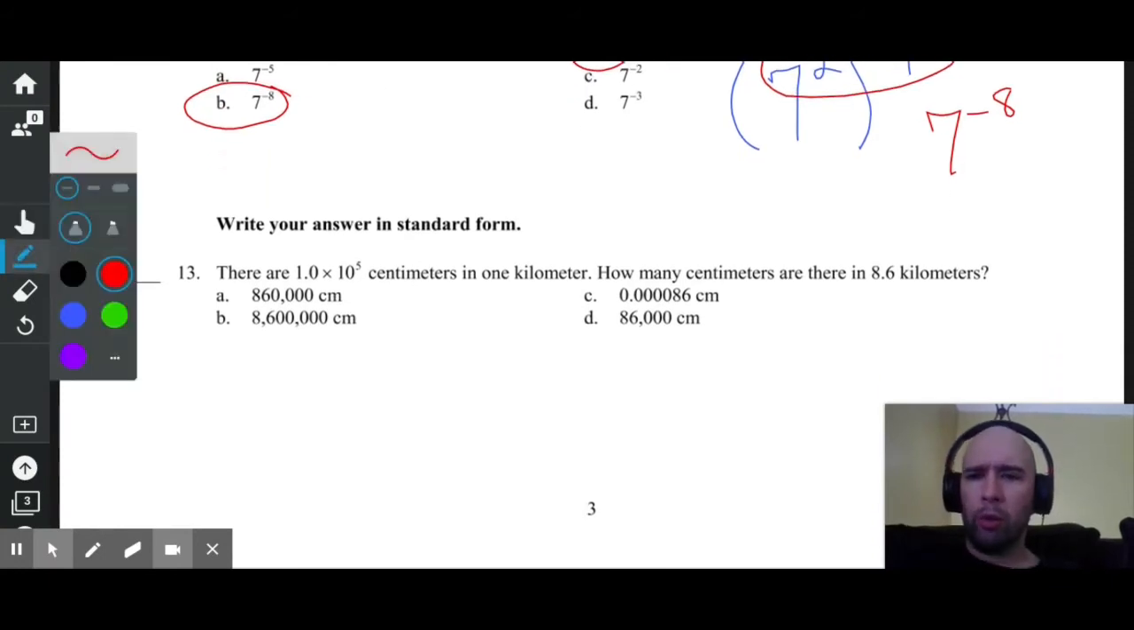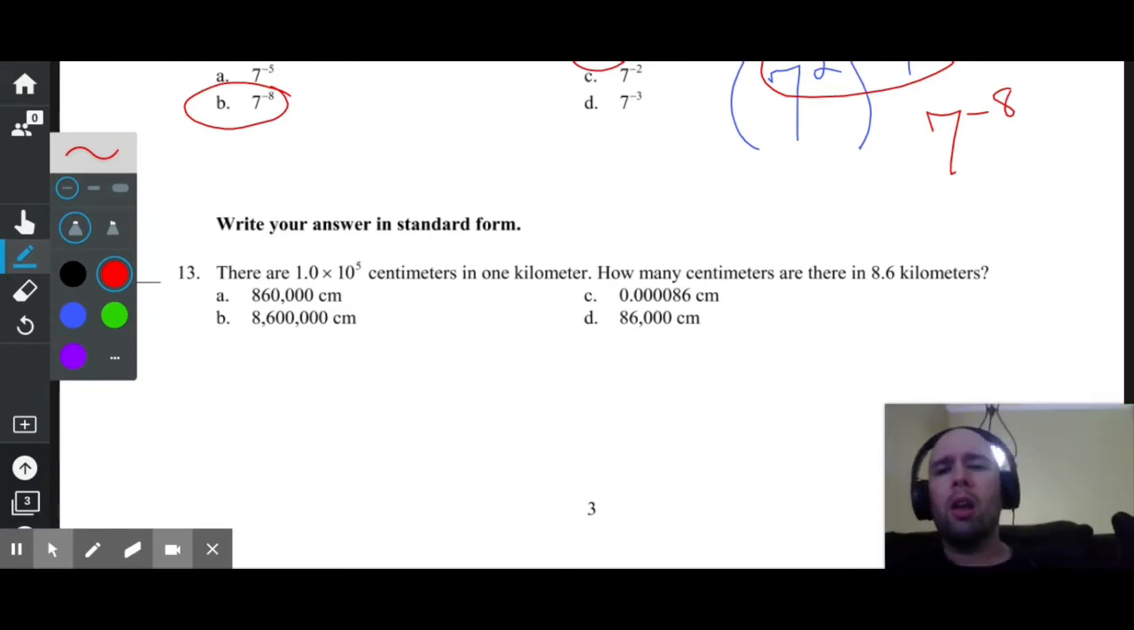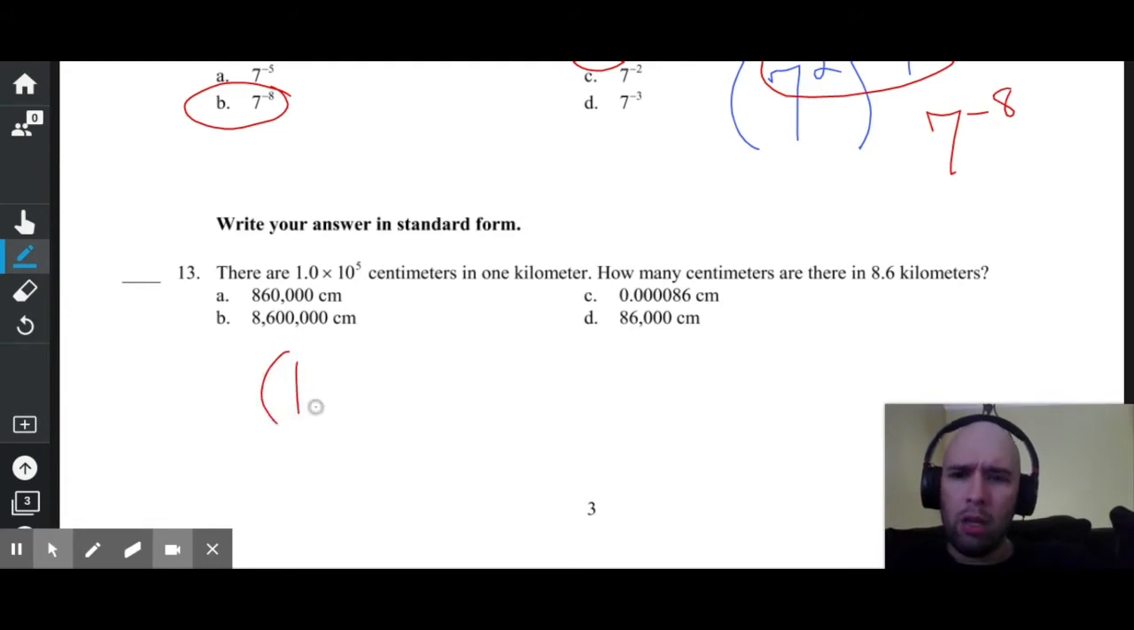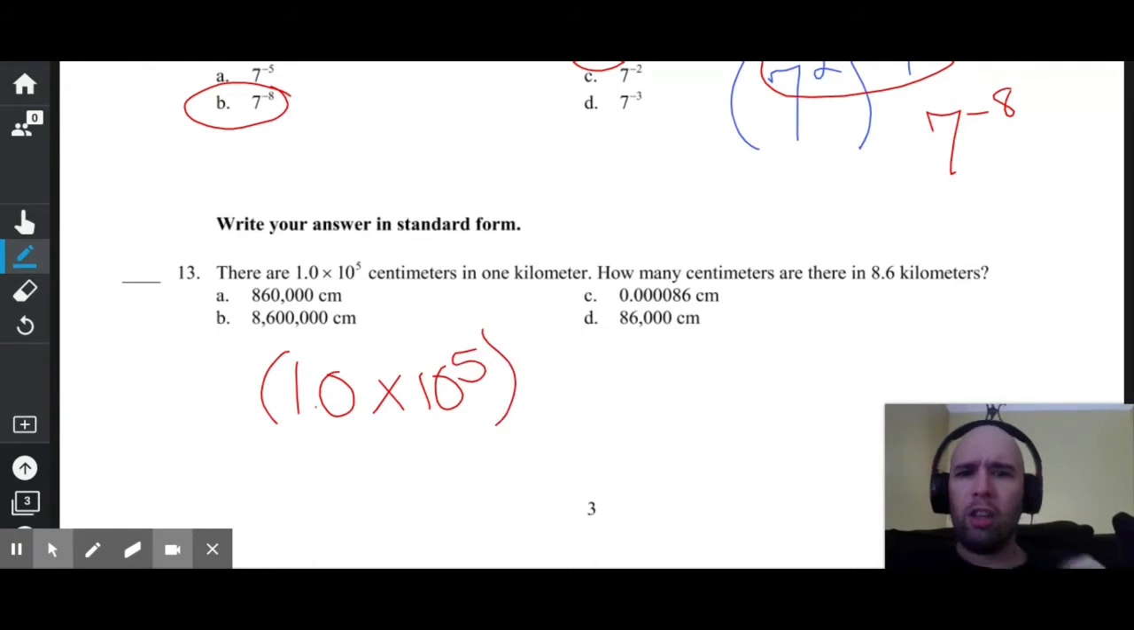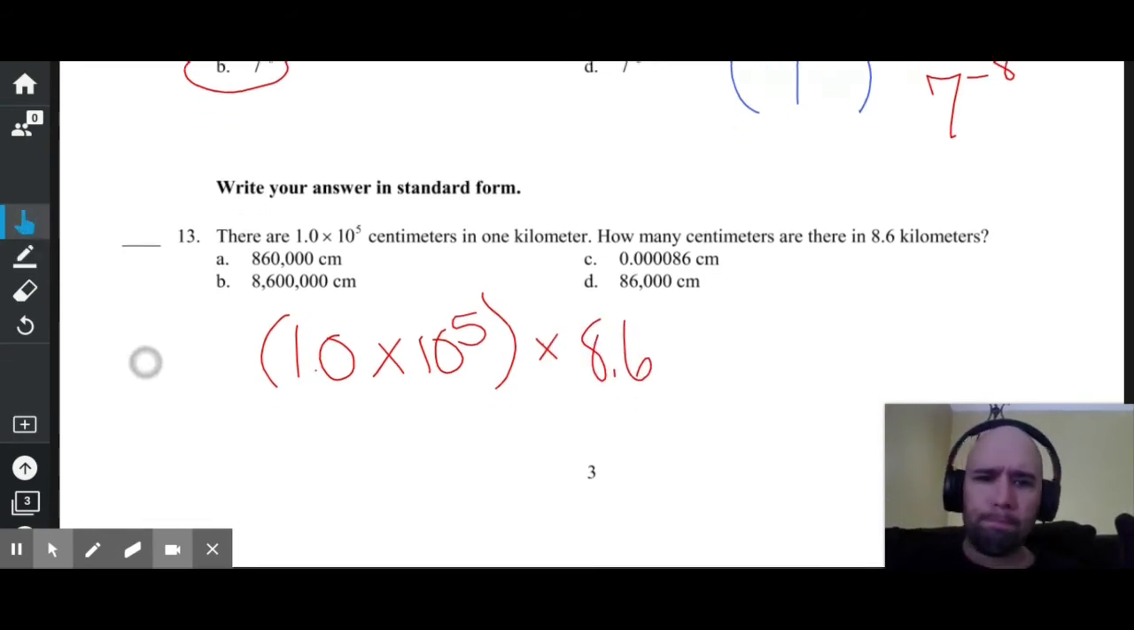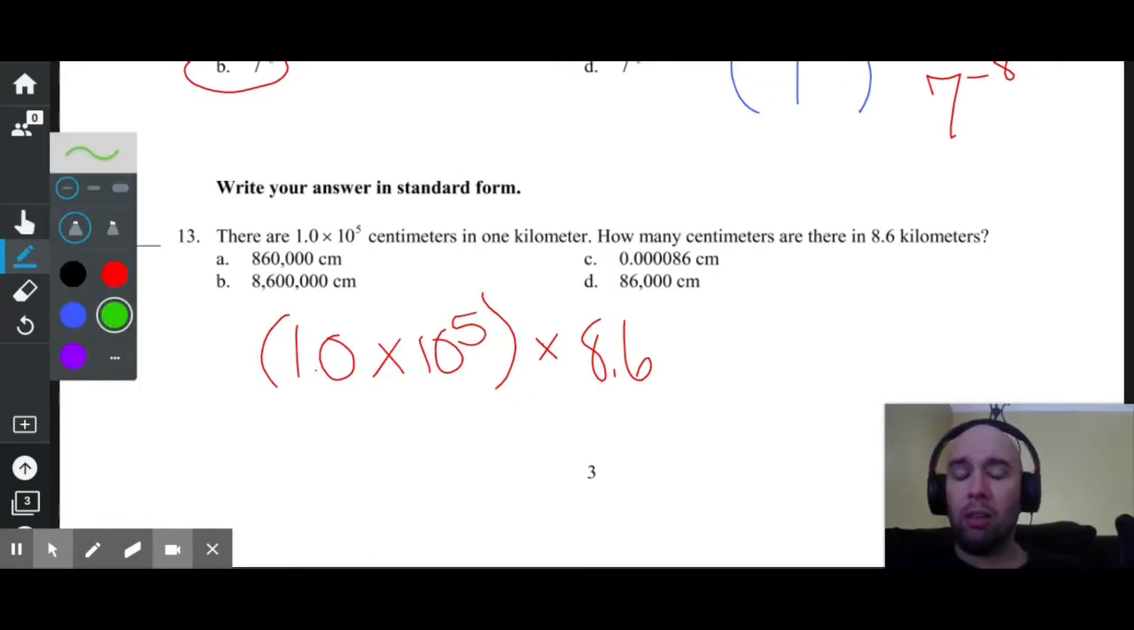Speaking of ugly decimals, there are 1 times 10 to the 5th centimeters in a kilometer. That's true. How many centimeters are there in 8.6 kilometers? All right, I don't have a calculator. I do have my phone, but I'm going to try to avoid it. There are 1.0 times 10 to the 5th centimeters in 1 kilometer. How many centimeters are there in 8.6 kilometers? So I have to multiply 8.6. Well, this ain't so bad. 8.6 times 10 to the 5th is, I don't know.